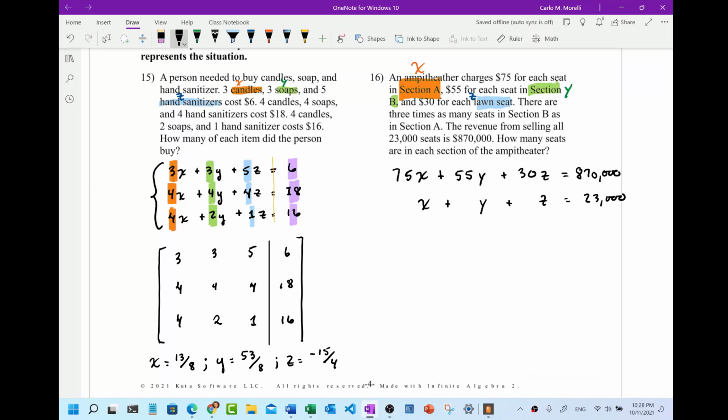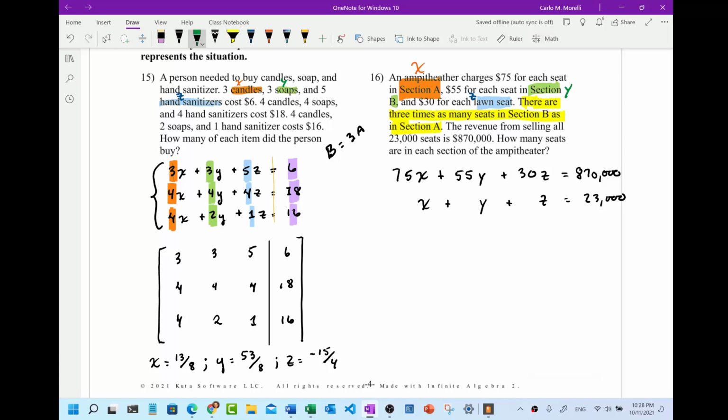Now there's a third row, and this requires a little bit of thinking, and that's because of this sentence right here. It says there are 3 times as many seats in section B as section A. So I want you to think about this for a minute. What is it saying? You've got to read it like 5 times before you get what it's saying. There are 3 times as many seats in section B as there are in section A. So B is equal to 3A. That's how you've got to think about it, all right?